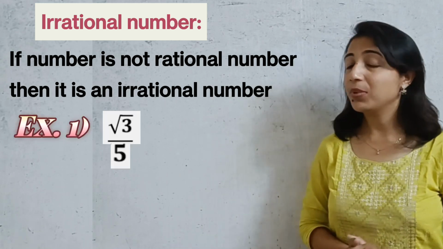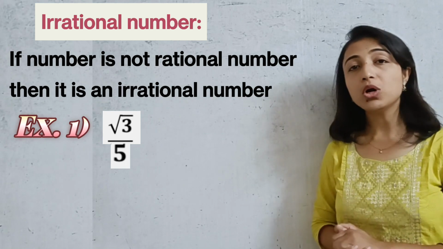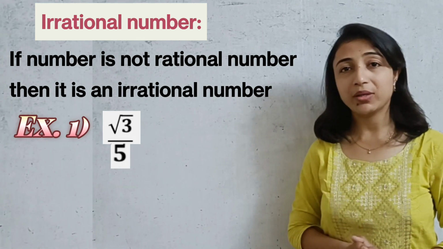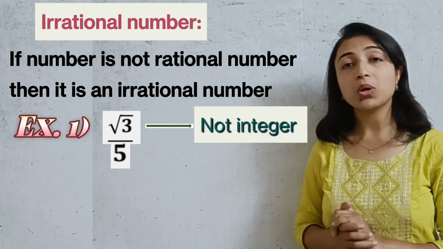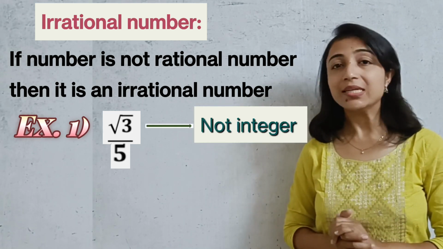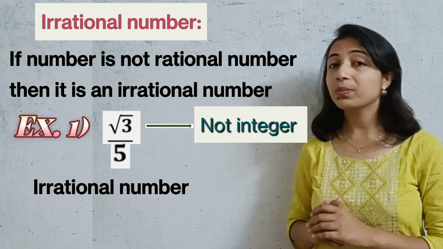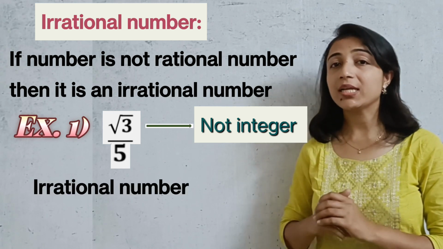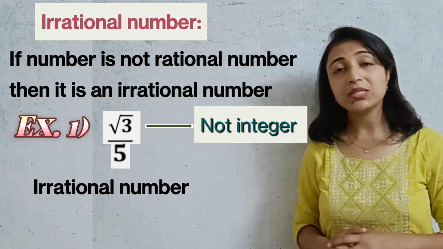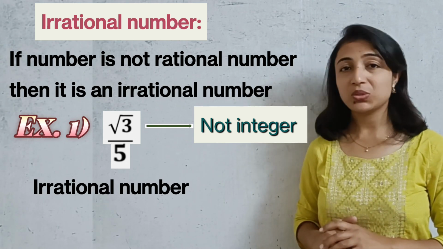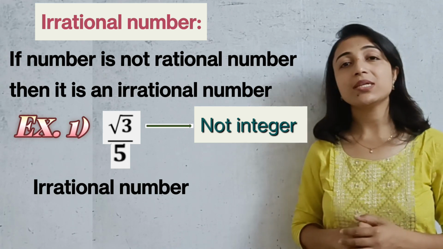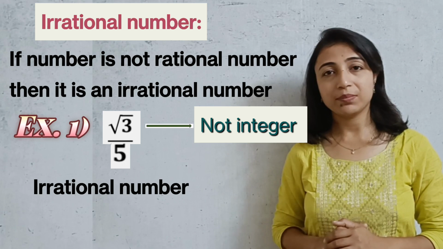Let's see one example. Suppose we take root of 3 divided by 5. It is in the form of p by q, but root of 3 is not an integer. The numerator and denominator must be integers in the definition of a rational number. Here the numerator is not an integer, which means root of 3 by 5 is not a rational number. So if it is not rational, it is an irrational number.